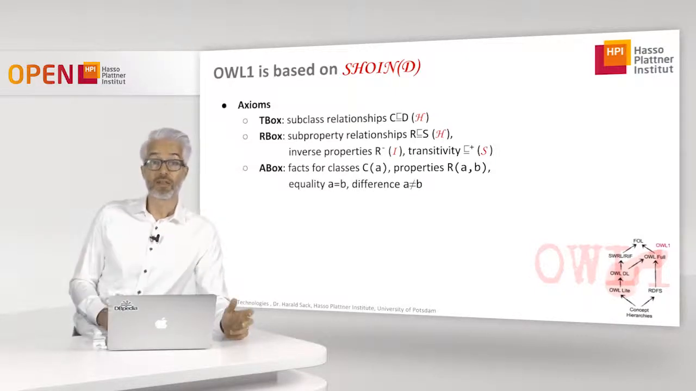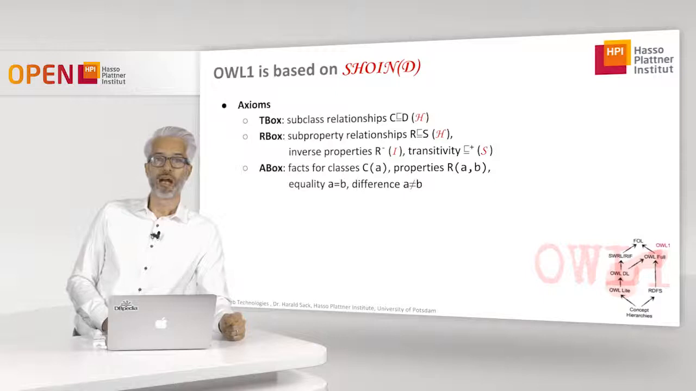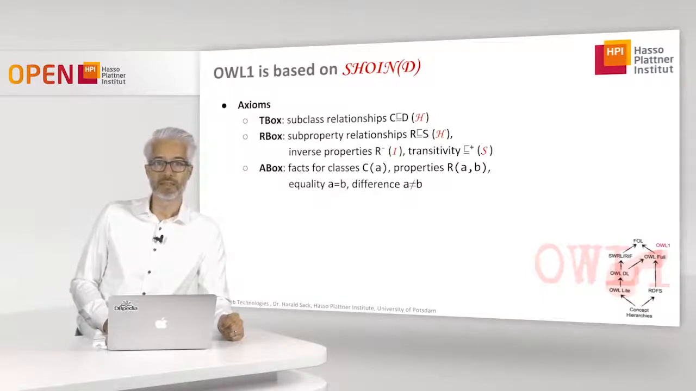So you can, of course, define facts for classes, so class membership: A is a member of class C. Or, for example, the property R connects individual A and individual B. Or you can say that two individuals are identical or they are different.